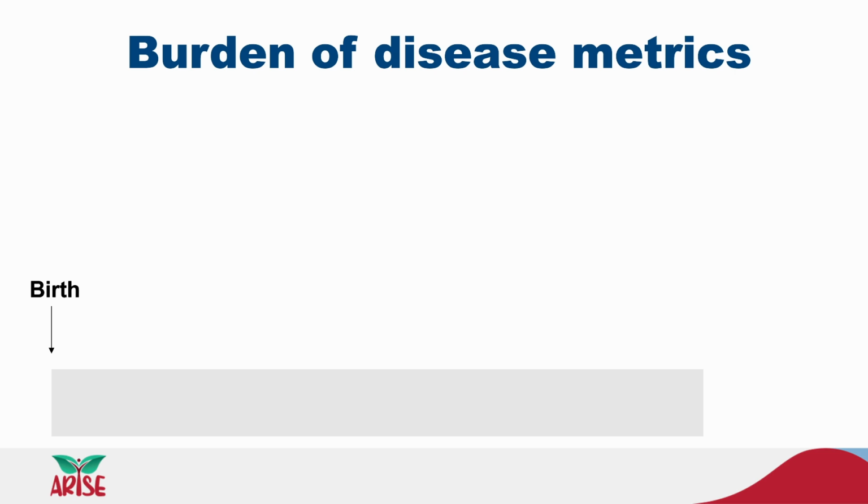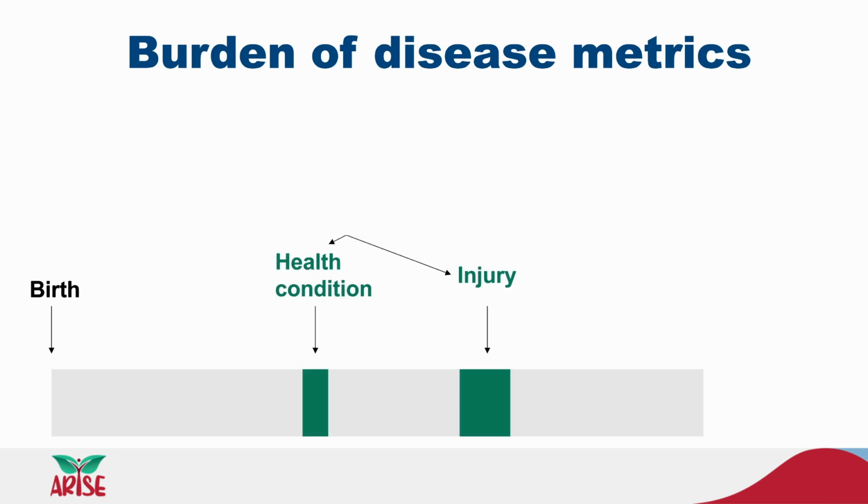Let's have a closer look at years of life lost, or YLLs, years lived with disability, or YLDs, and disability adjusted life years, or DALYs. Here we have a rough timeline and snapshot of a hypothetical person's life. The start of the timeline is their birth. We can see that they experienced poor health due to a certain health condition and an injury during their lifetime, as represented by the green blocks.